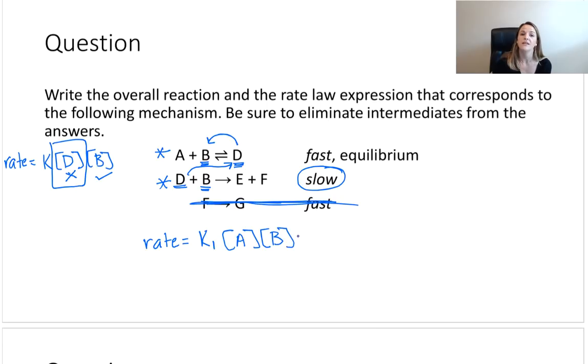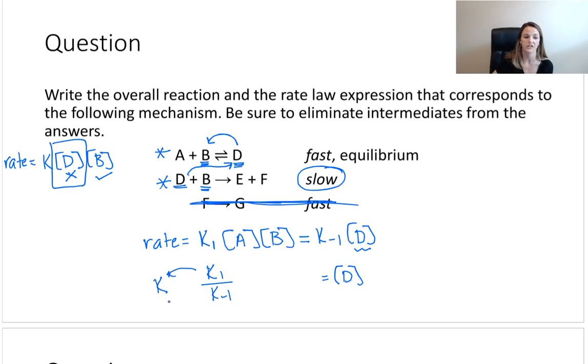Now, because that's in equilibrium, I can set that equal to the opposite direction, so the reverse reaction. So this becomes K negative 1 times D. So now I'm trying to solve for D or isolate D, so this becomes D, concentration, is equal to K1 divided by K negative 1, which we're just going to shorten to K. It's just a rate constant. These are all numbers. We would factor these together, times A times B.